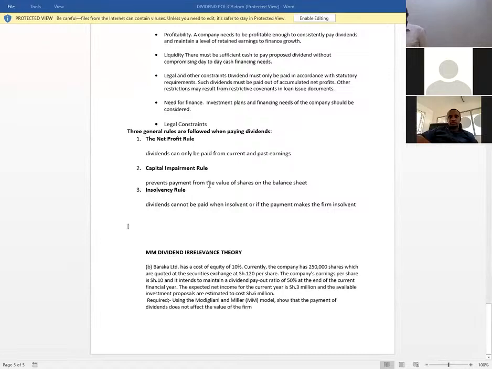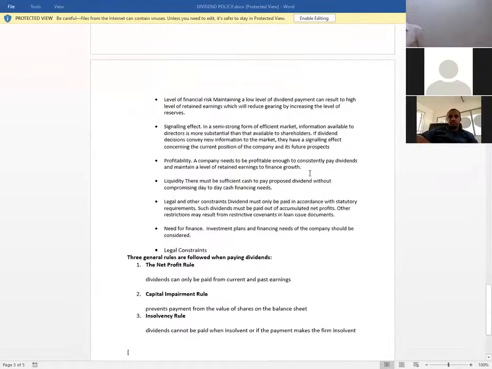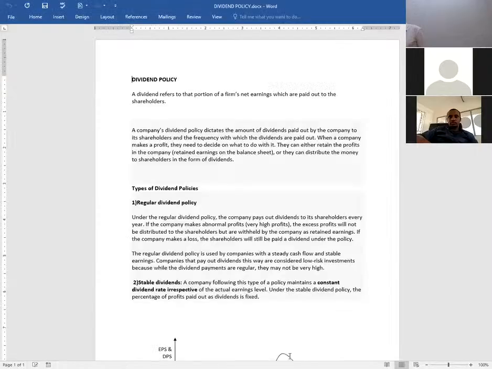And then we have the insolvency rule. If you're insolvent, ladies and gentlemen, you should never pay dividends. So dividends cannot be paid when insolvent, or if the payment makes the firm become insolvent. So ladies and gentlemen, I would want you to do me a favor.